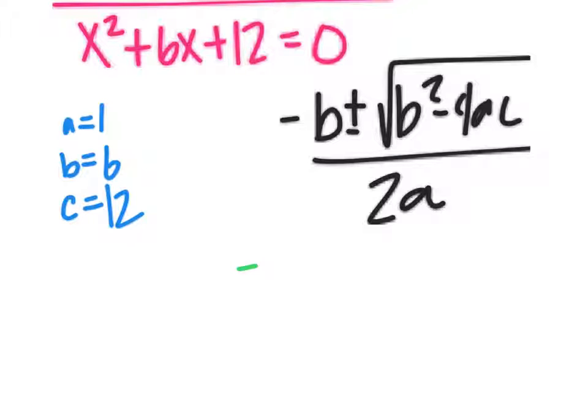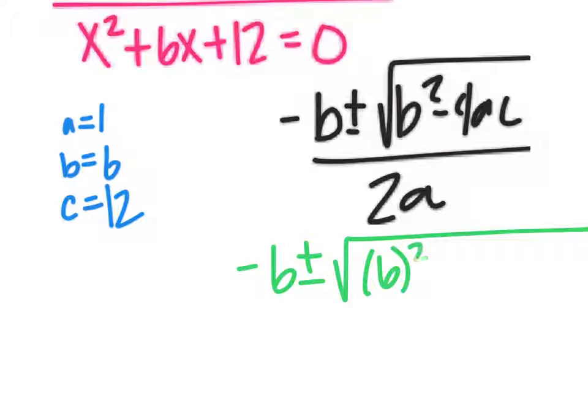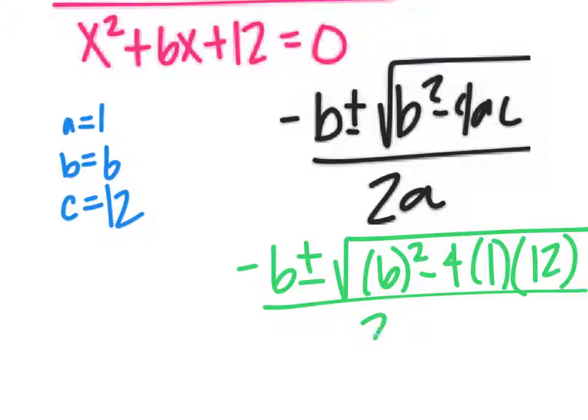Negative 6 plus or minus the square root of b squared, which would be 6 squared, minus 4 times a, which is 1, times c, which is 12, all over 2 times 1. The biggest thing that I'm seeing, helping kids throughout the day and answering questions, is a tendency to just put this part, the 6 squared, in the calculator.